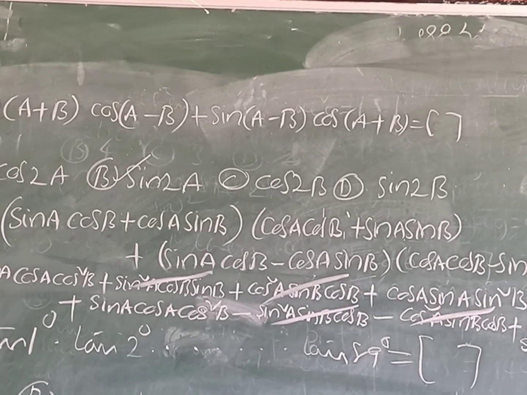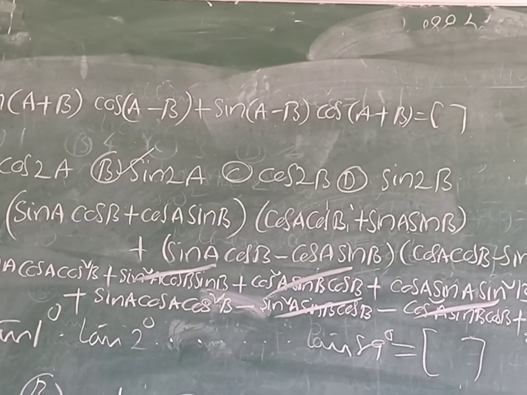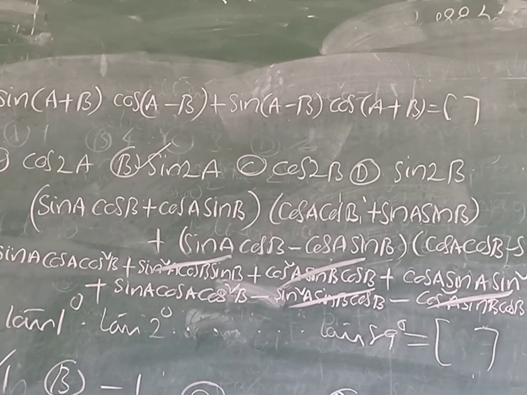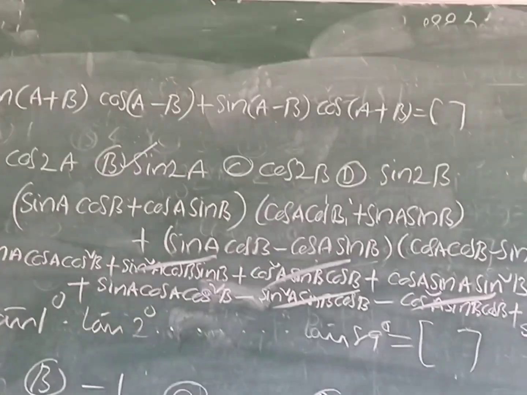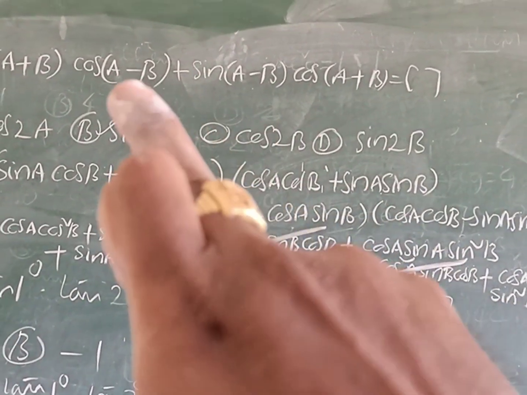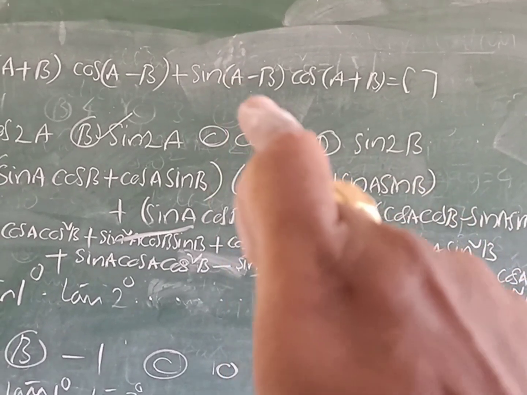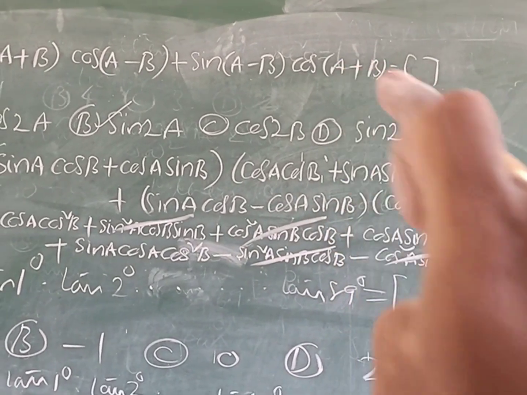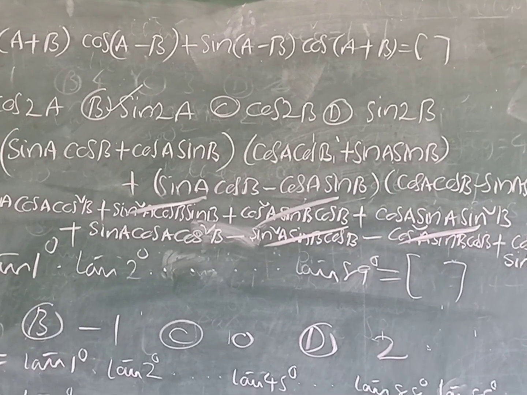Let's move on to the seventh question. Sin (A plus B) into cos (A minus B) plus sin (A minus B) into cos (A plus B). Sin (A plus B) can be written as sin A cos B plus cos A sin B. Cos (A minus B) can be written as cos A cos B plus sin A sin B. Sin (A minus B) is equal to sin A cos B minus cos A sin B. Cos (A plus B) is equal to cos A cos B minus sin A sin B.